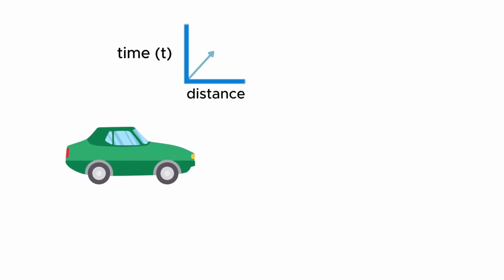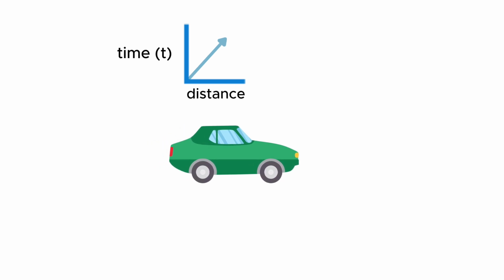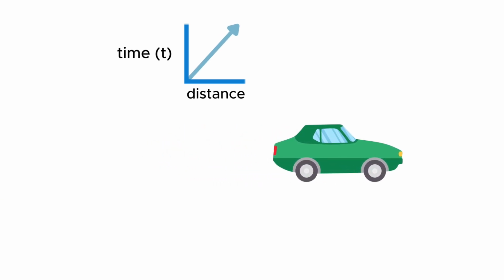Differentiation is measuring the speed of a car at time t, and integration is calculating the total distance traveled after total time t. Now, let's break those down.